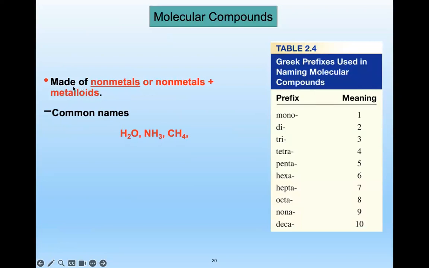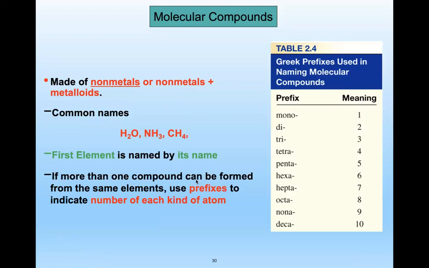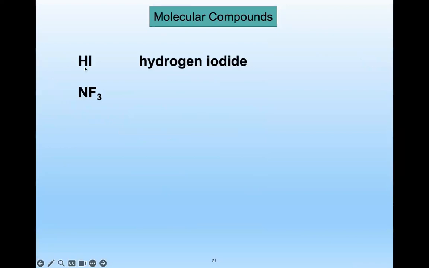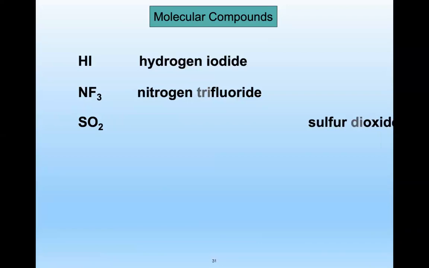So made of non-metals or non-metals plus metalloids. So the common name of the first element is named by its name. If more than one compound can be formed with the same element, use prefix. We will say some examples, then the last element. So, for example, here, you call it hydrogen iodide. What about second one? Nitrogen tri, because 3, trifluoride. Can you guess? Sulfur dioxide.